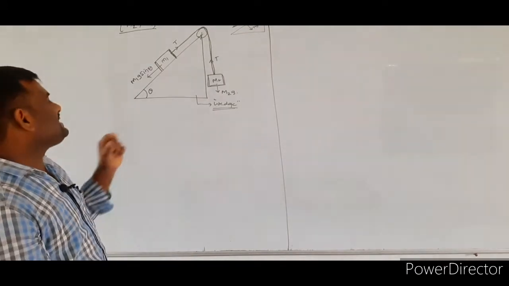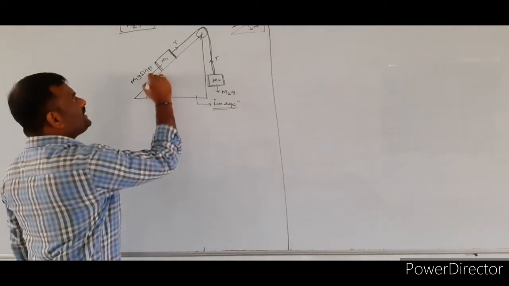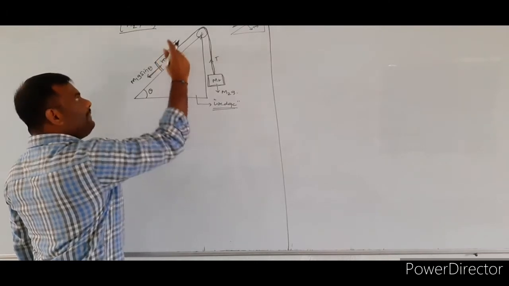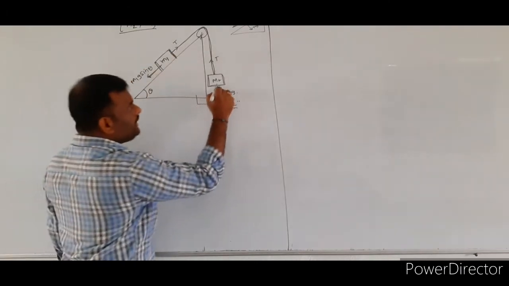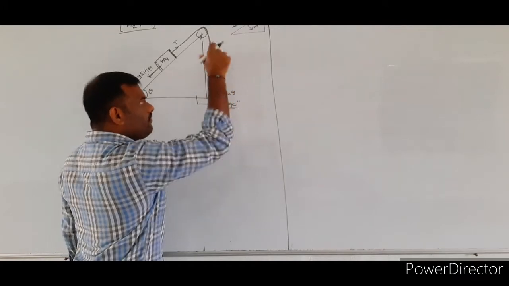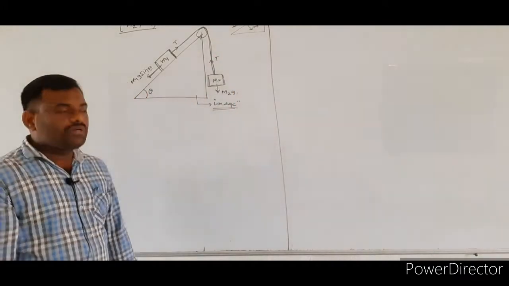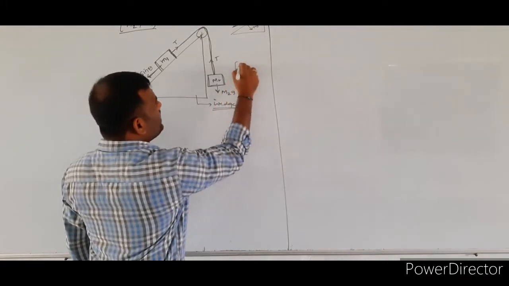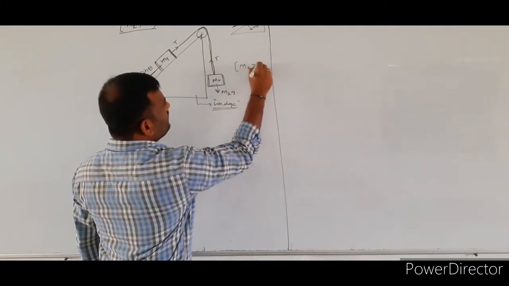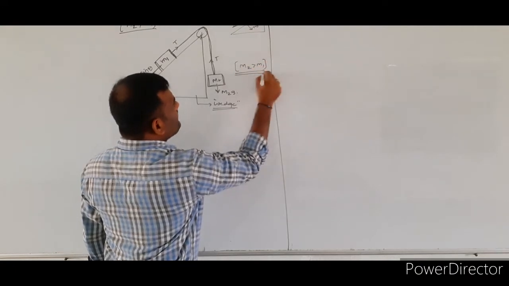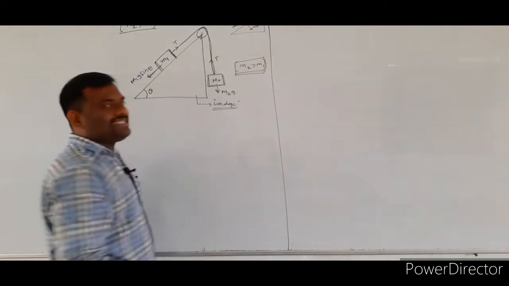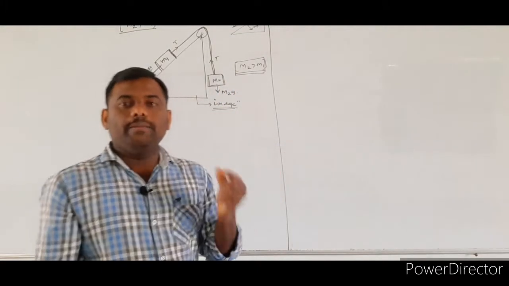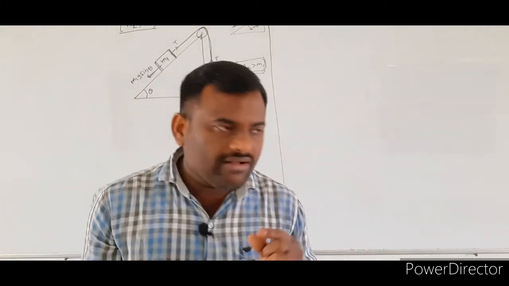So from this given diagram, the m1g sin theta component of the block of mass m1 will be acting down the plane, and m2g weight will be acting vertically downward. Now here we are assuming that the mass m2 is greater than m1. So what is the assumption here? The mass of the second block will be greater than the mass of the first block.